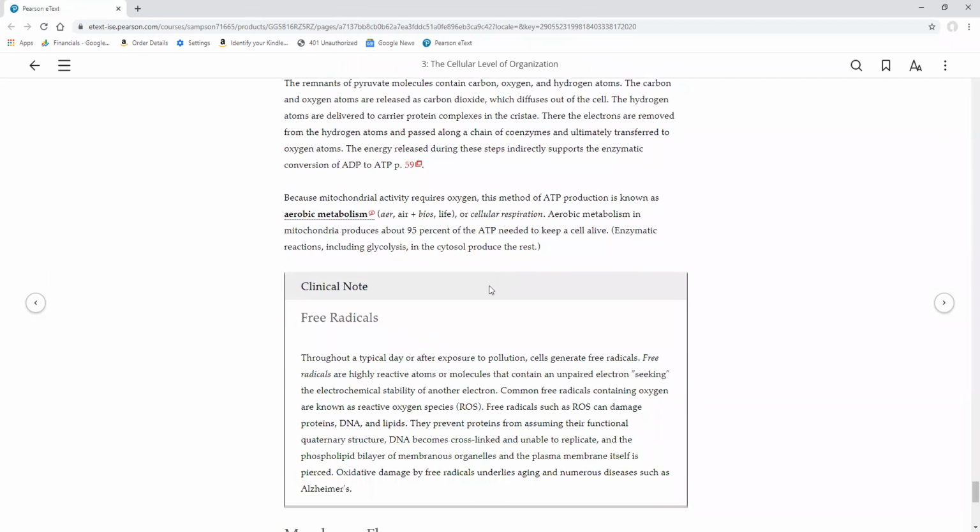And then of course there's your aerobic metabolism or cellular respiration: aerobic metabolism, aerobic respiration, same thing.